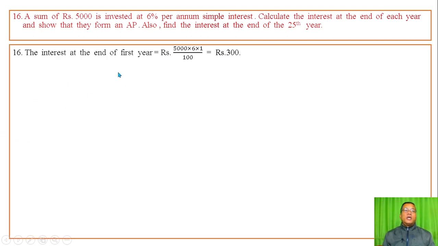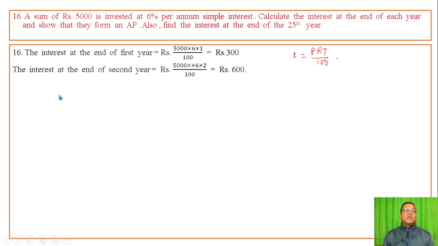The interest at the end of the first year, we have the simple interest formula PRT by 100. P is 5,000, rate R is 6, time T is 1 year. Calculating, we have 300. Similarly, at the end of second year, T is 2, so we have 600. At the end of third year, T is 3, so we have this.